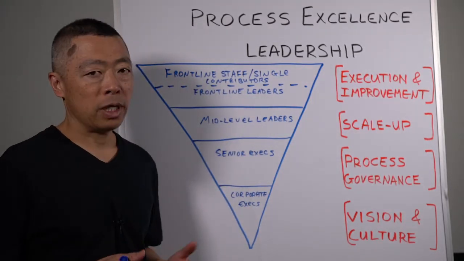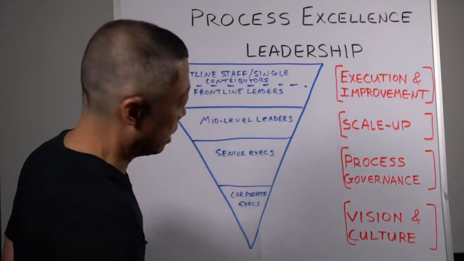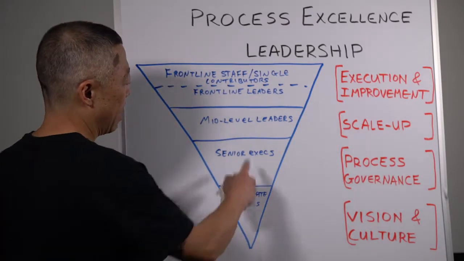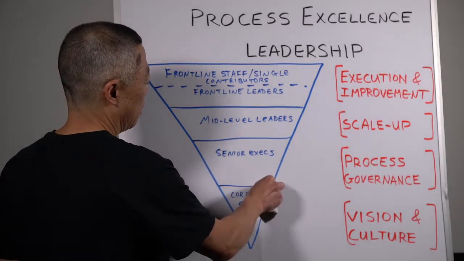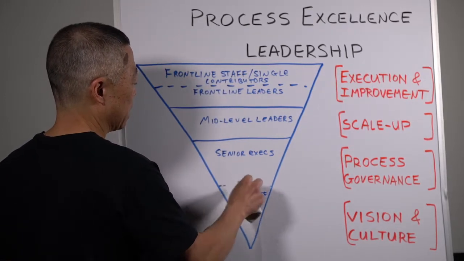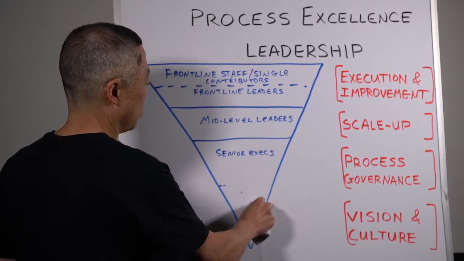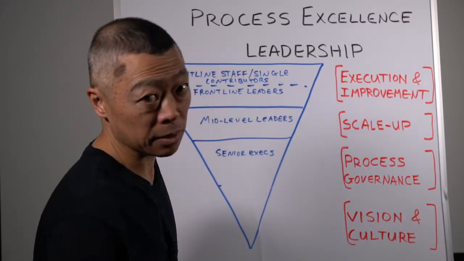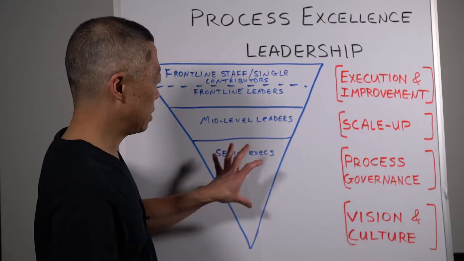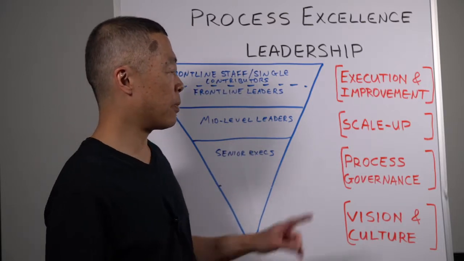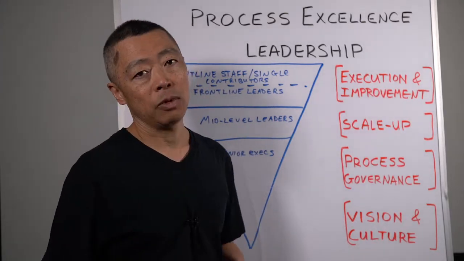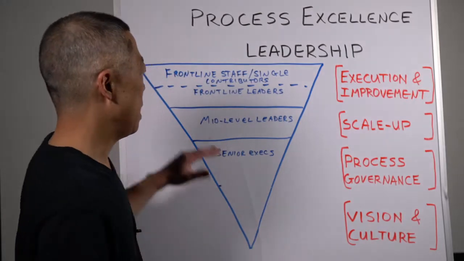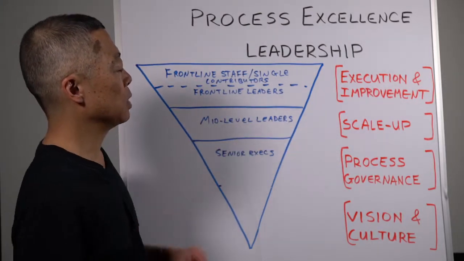In corporations that are not quite as large as the one that I just described, you might not have this distinction required between corporate execs and execs. So you will just simply have the CEO as well as the senior executives. And in that case, this group will be responsible for both process governance and process vision and culture. And then mid-level leaders handle scale-up and so forth.